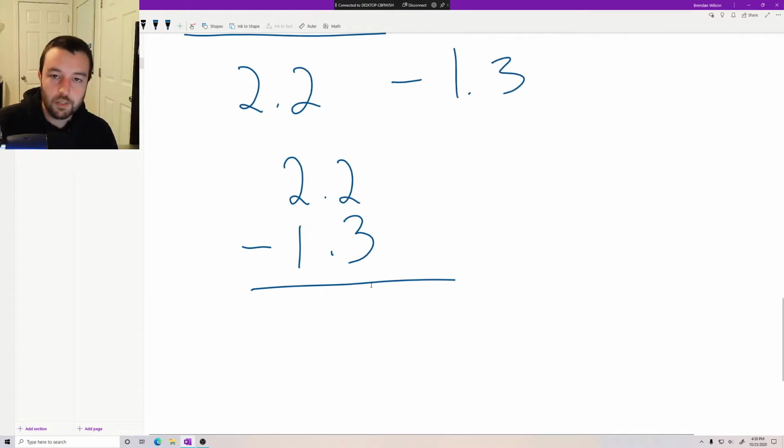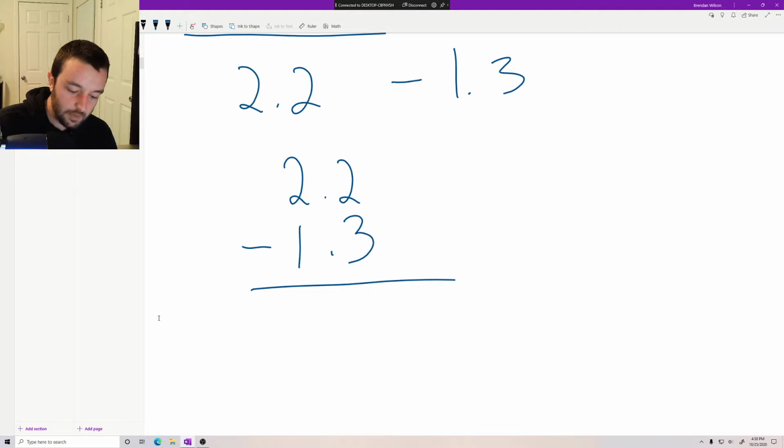And if that decimal wasn't there, this would be just like doing 22 minus 13, right? And I mean, that's essentially what we're doing. The process is exactly the same. We just have to remember to drop the decimal place down. So we need to borrow for that too, because we can't do 2 minus 3. So we borrow 1 from this, just like we would with whole numbers.